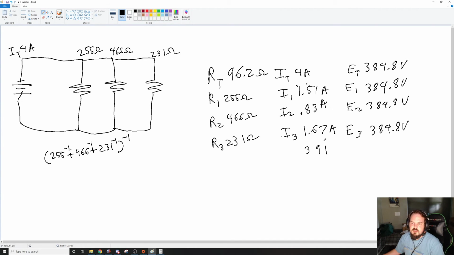That's good enough. To find your powers, you just multiply. I times E equals P. So you would multiply out to get your powers. I will show that in the next lesson. Alright, I'm just 5 minutes over.